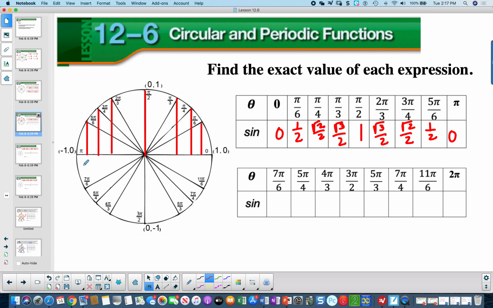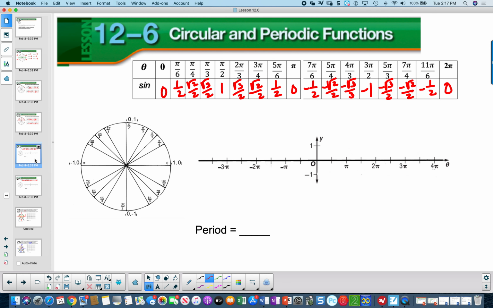And then if we continue with the y-coordinate here, this will be negative 1/2, negative root 2 over 2. It's getting longer each time in the negative direction. And right here, the y-coordinate is at its longest, negative 1. And then it starts to shorten by following this pattern. And finally, when it gets to 2 pi, the y-coordinate is 0. It's important to be able to do all this because right now, we're going to take all these points that we've been doing and graph them.